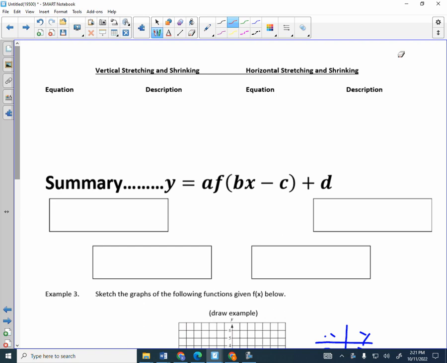Today we take a look at vertical stretching and shrinking. If you have g of x is equal to a times f of x, now instead of adding or subtracting something, we're going to multiply by a. Is a on the outside or inside? Is that going to impact it vertically or horizontally? Vertically, yeah. So it's a vertical stretch.